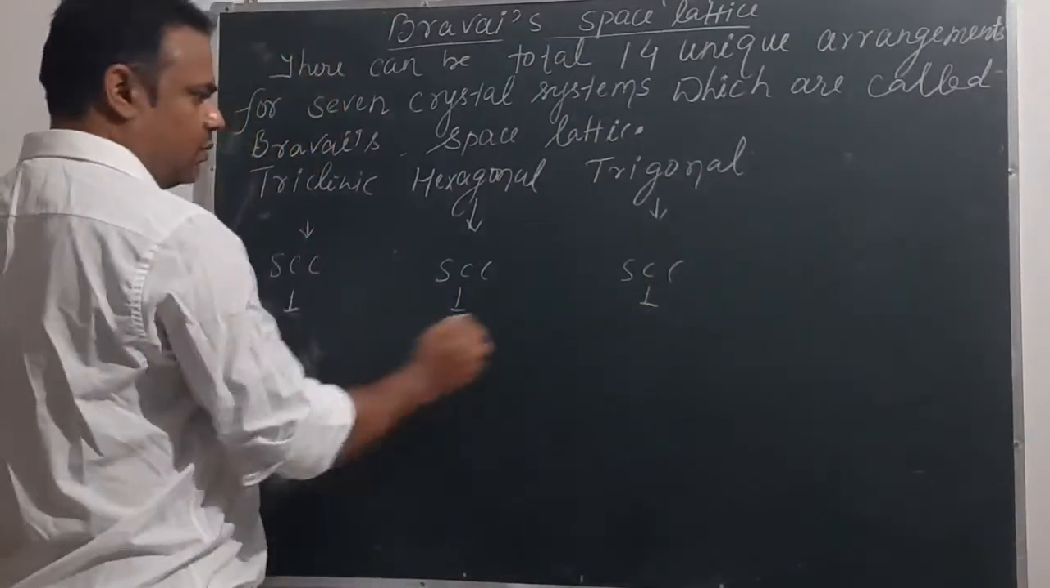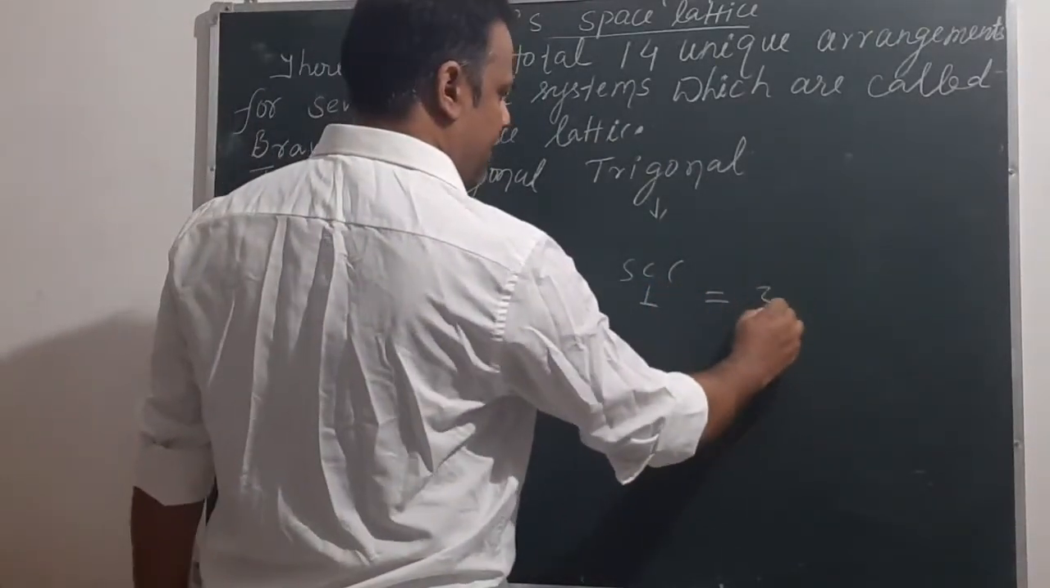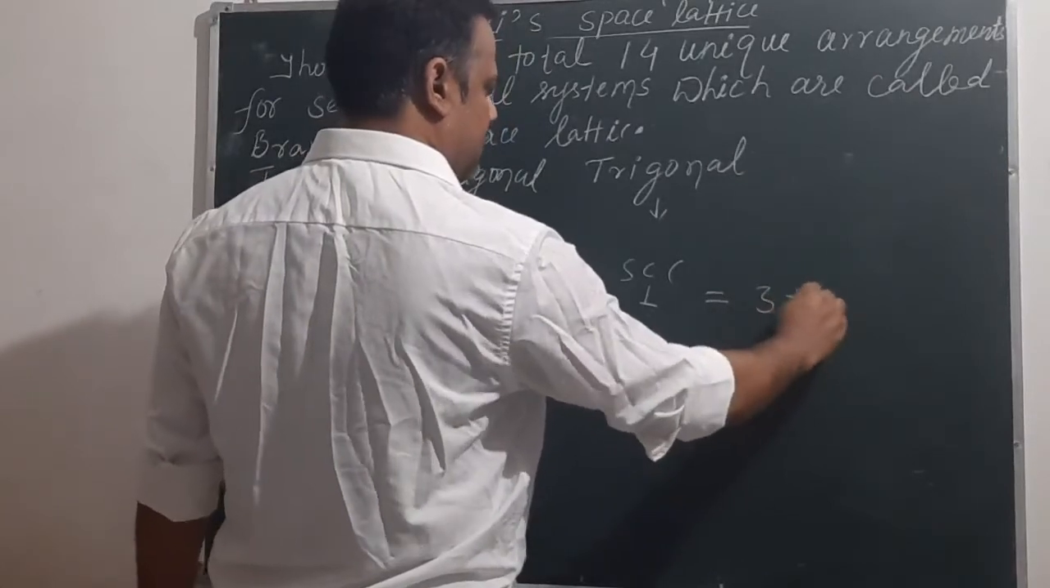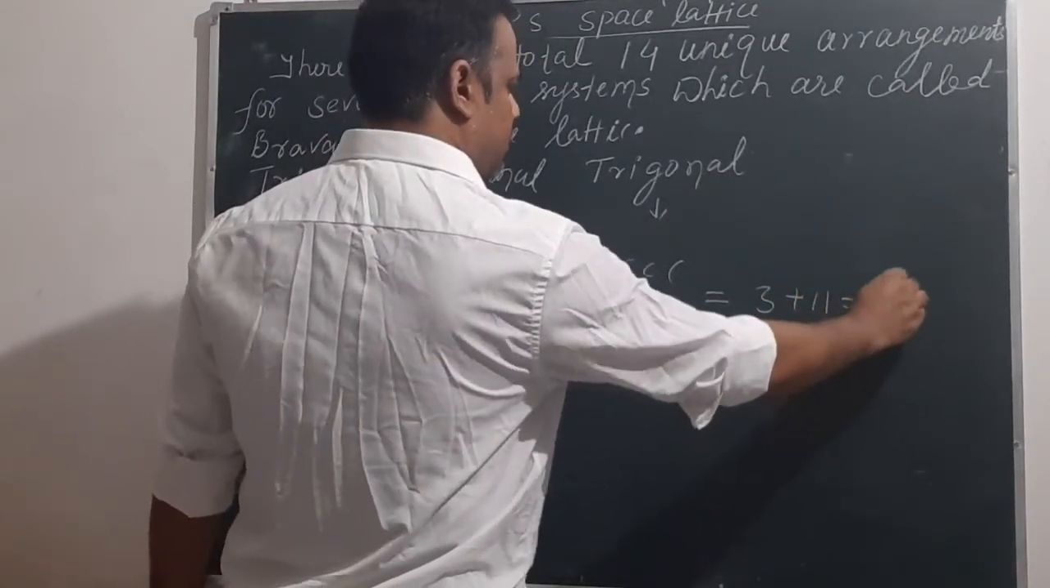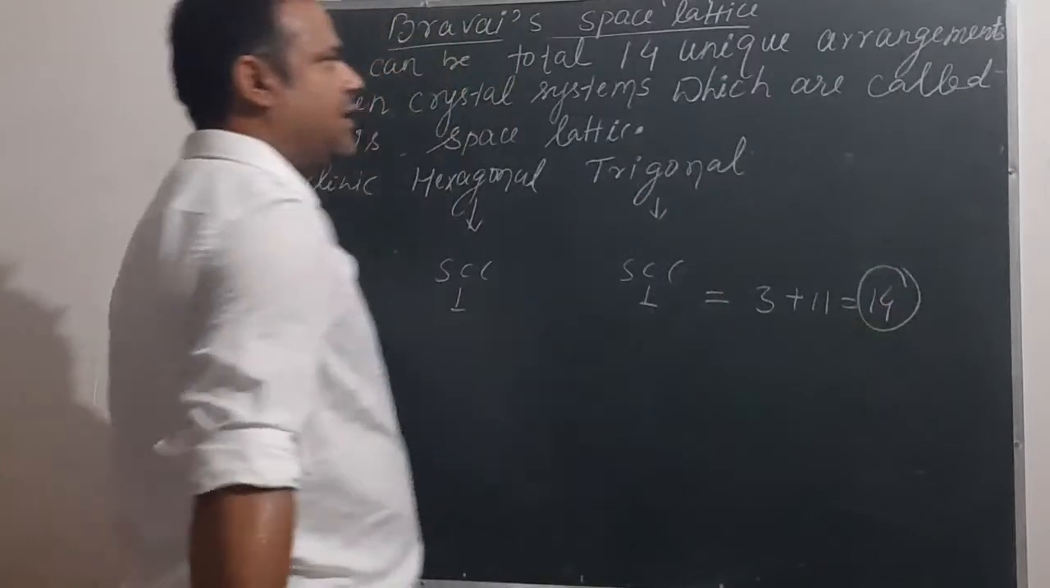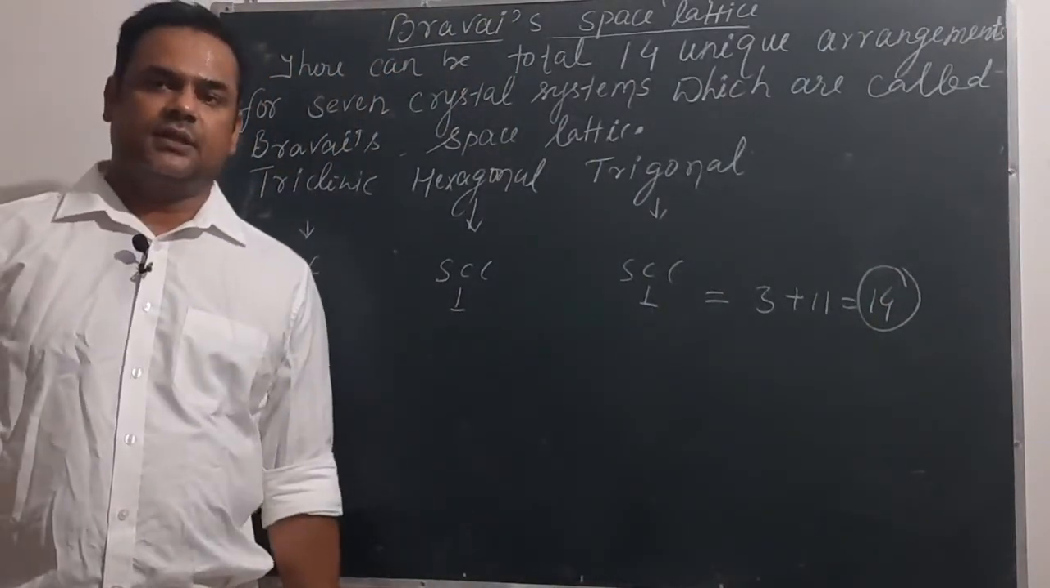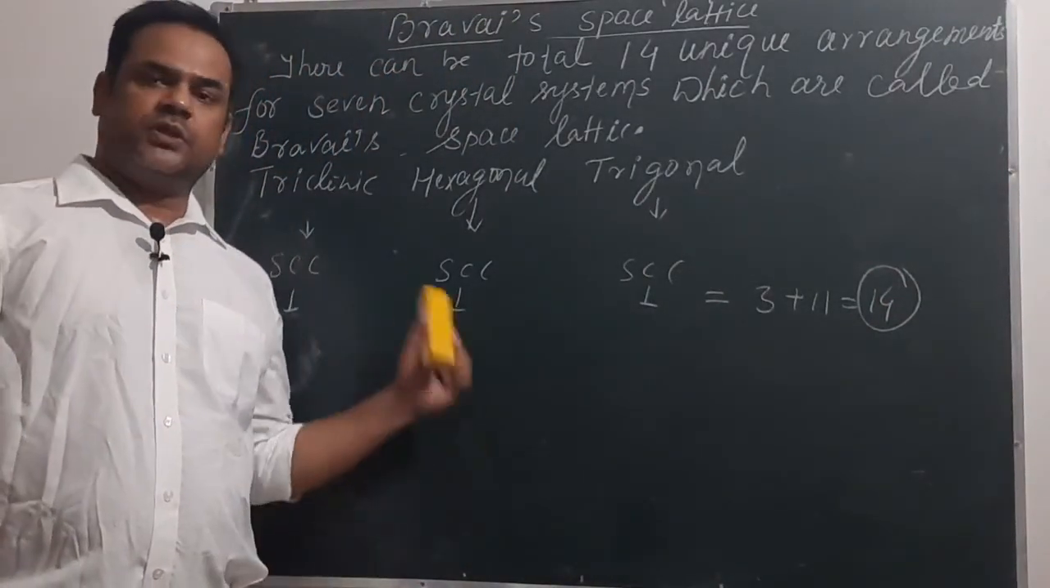So total here how much? 3, and earlier we had counted a total of 11. That is equal to a total of 14 Bravais lattices for the 7 crystal systems. So this was the Bravais lattice.